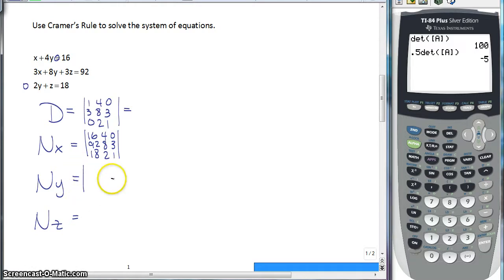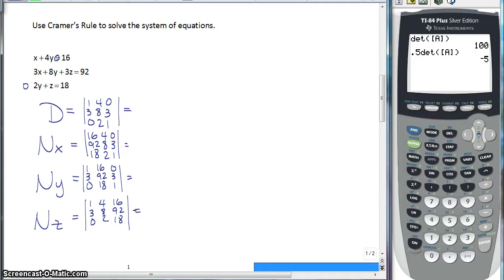And you know what I'm about to say for y. You leave your x, 1, 3, 0. You leave your z, 0, 3, 1. We replace the y with our 16, 92, and 18. Finally, z, we leave our x, 1, 3, 0. Leave our y, 4, 8, 2. Replace the z, 16, 92, 18. And you now have all 4 matrices set up.